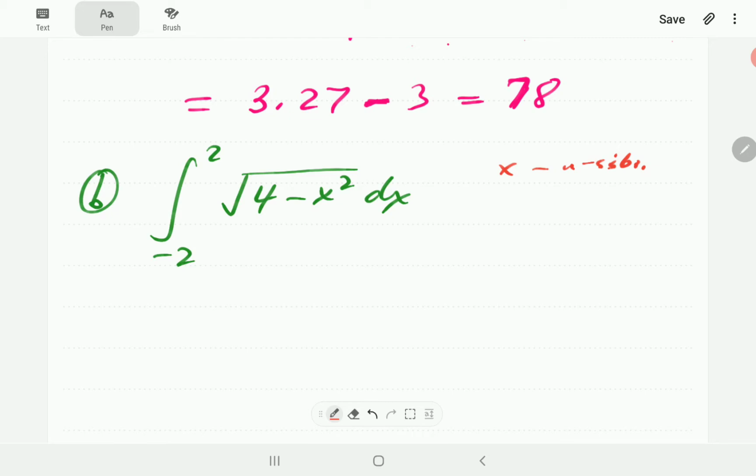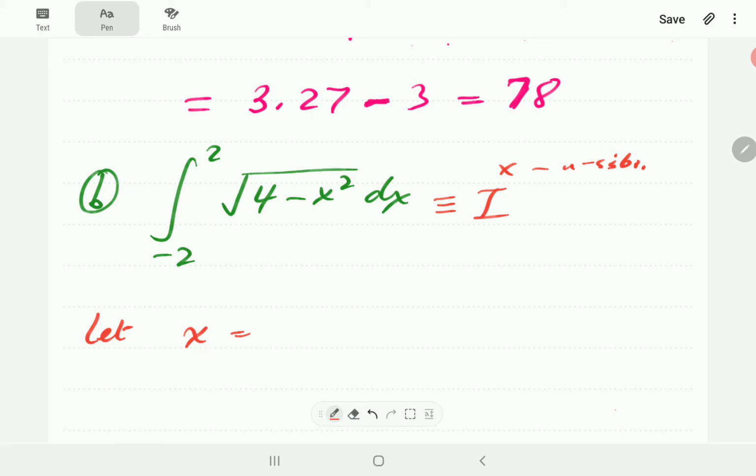This is not a polynomial because of the square root, so we cannot use partial fractions. However, it has a quadratic term here, so that makes us think we could use trigonometric substitutions. And indeed, that is what we are going to do. Because the x squared is negative, the trigonometric substitution that is relevant here is the sine.